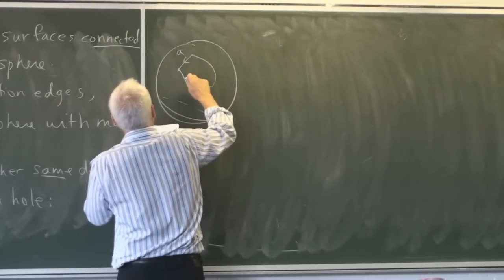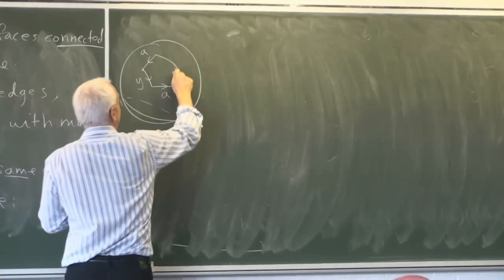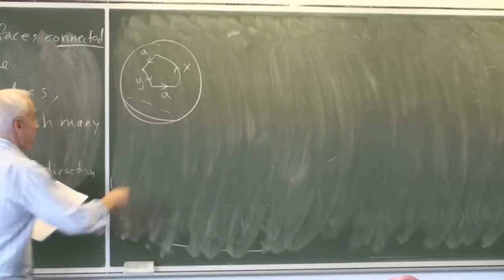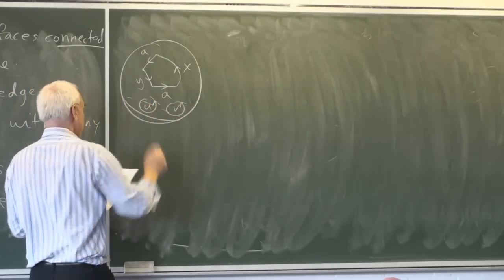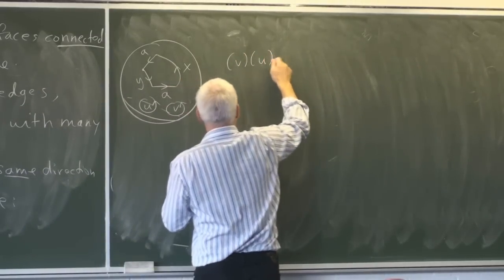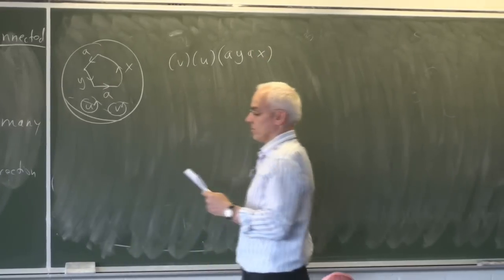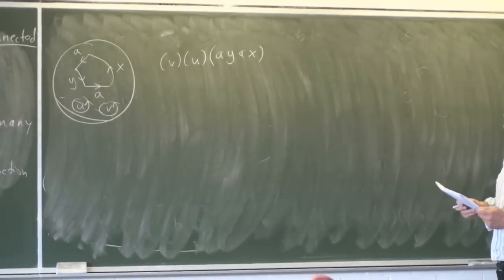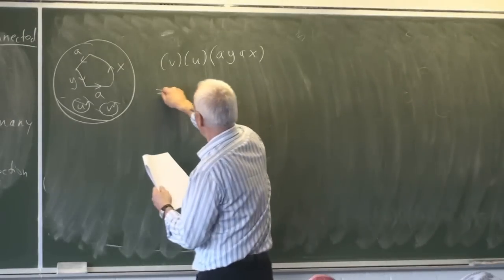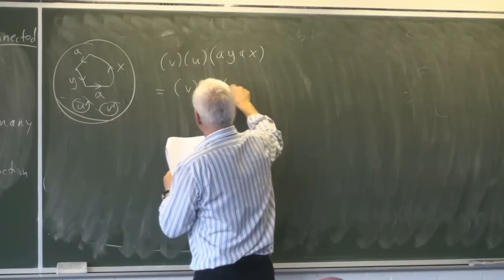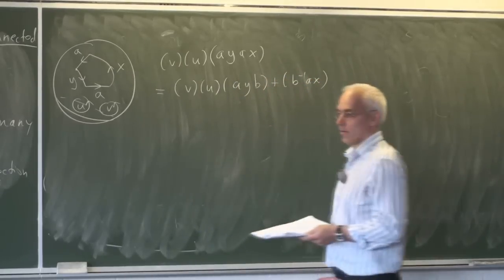So there's an edge A, and then some sequence Y, and then another edge A in the same direction, and then some more stuff X. And there might be other holes too, say V and U. All right, so we have V and U, and then we have this hole A, Y, A, X. Okay, so what we're going to do is we're going to manipulate this. VU AYB plus B inverse AX.